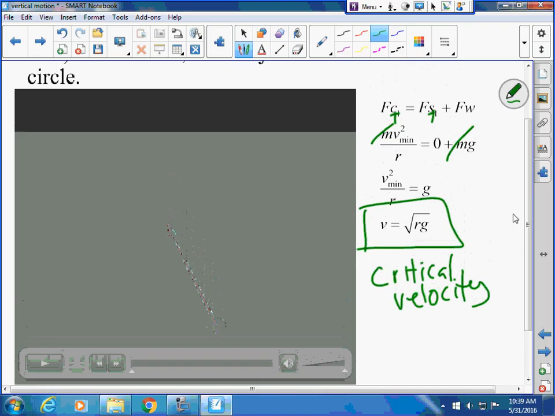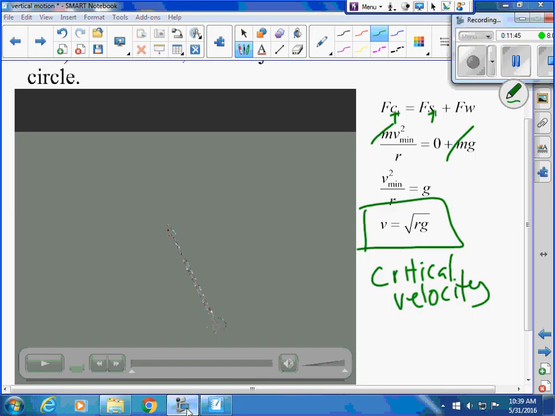V equals square root RG. G stands for 9.8. R is radius. That's the only thing that matters. The mass doesn't matter. Now, as you'll see in the next day or so, this is applicable to engineers building roads as well, which we'll get to eventually. Not that they're going to build roads that go up in a vertical circle, but similar idea here with this critical velocity. Good? Good to go?